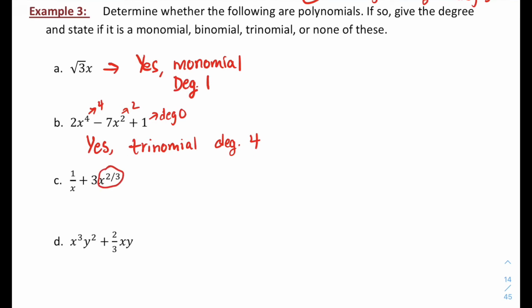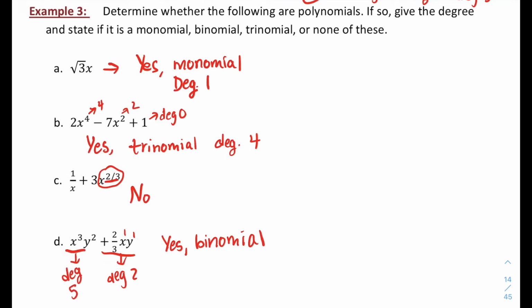On C, it's not a polynomial. It has both a fractional exponent and a variable in the denominator. D is a polynomial. Specifically, if you look at it, it has 2 terms, so it's a binomial. And if you look at their degree, my second term is degree 2, because the sum of the variables exponents in that single term is 2. And the first term is degree 5, so overall it's 5.